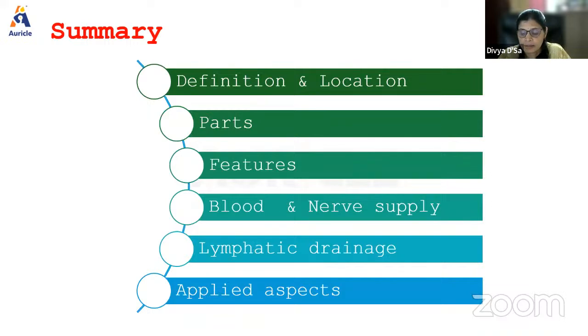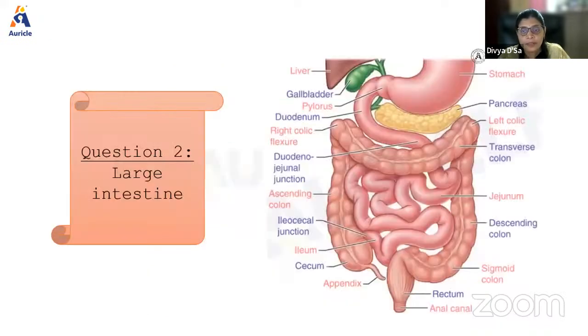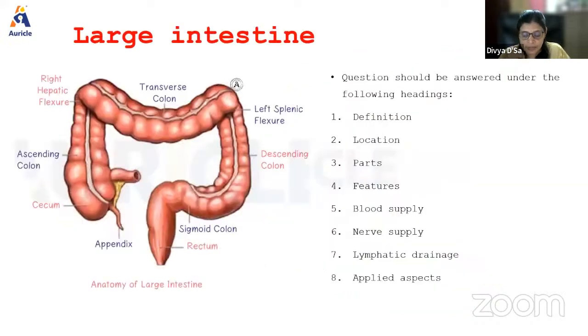So these are the summarized things under which headings you need to explain the small intestine proper. Then we go to the large intestine. When we say large intestine, where does it begin? The large intestine includes the portion from the ileocecal junction up to the mucocutaneous junction of the anal canal, that is, up to the pectinate line. So that portion we call the large intestine. It includes the appendix, the cecum, the ascending colon, the transverse colon, the descending colon, the sigmoid colon, the rectum, and the upper part of the anal canal. So this much portion is the large intestine.